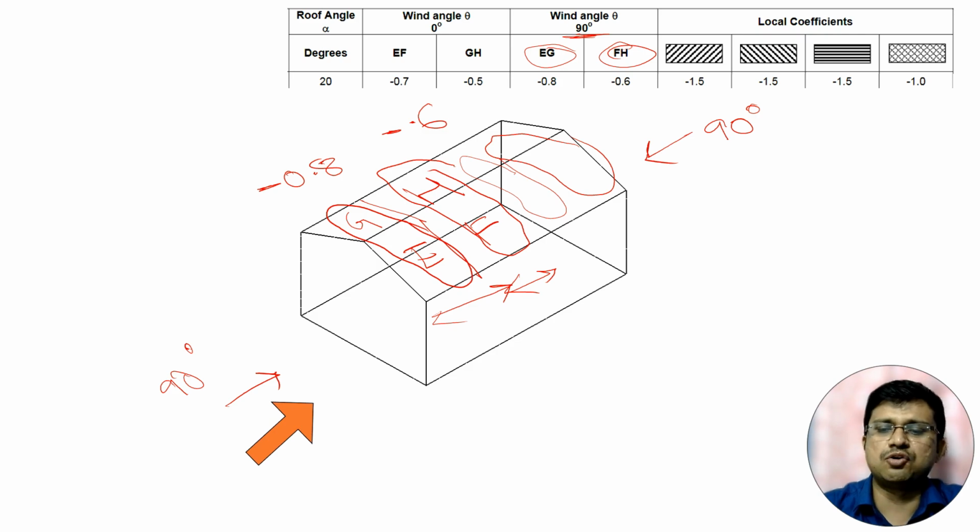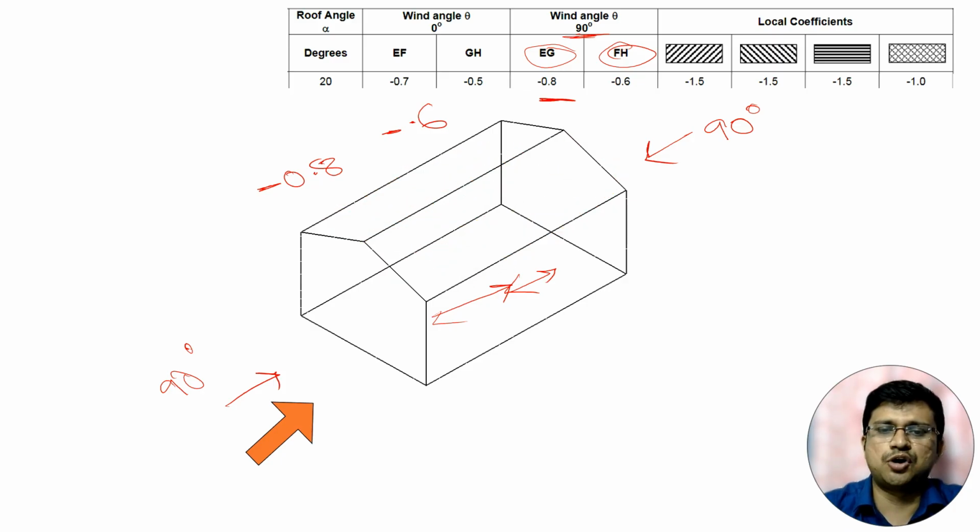So it is better if we are on the safer side. It is better if we consider the external pressure coefficient of EG throughout the roof for both sides. Here also if we consider the value of EG and on this side also, then we will be on the safer side. So we will consider the value of minus 0.8 for the total roof. In this zone actually minus 0.8, in this zone actually minus 0.8. After that it will be minus 0.6, but we will consider minus 0.8 throughout the roof because our code has not specified up to how much it will be EG and up to how much there will be FH. Our code has not specified, so we will consider this particular value.